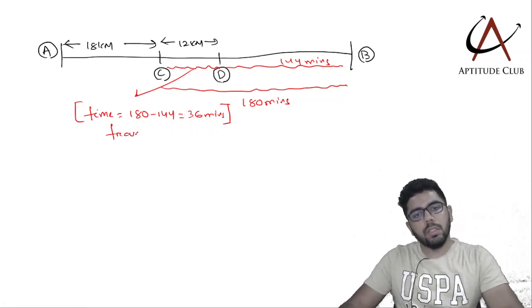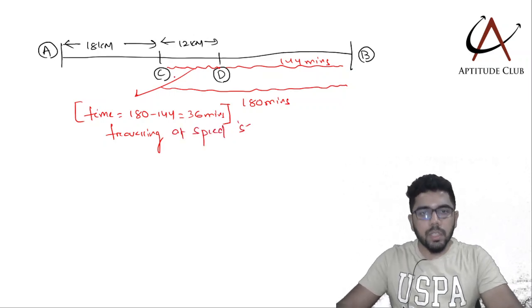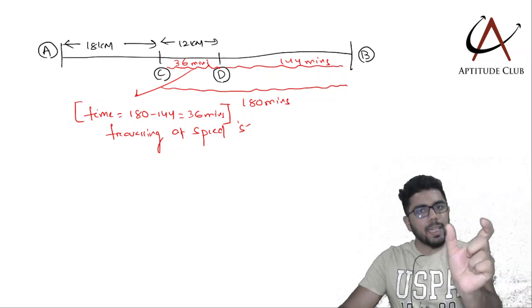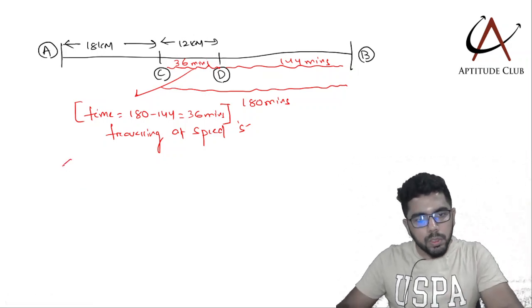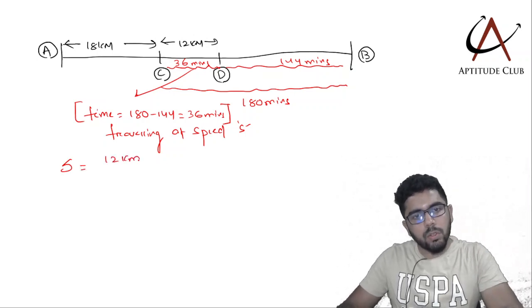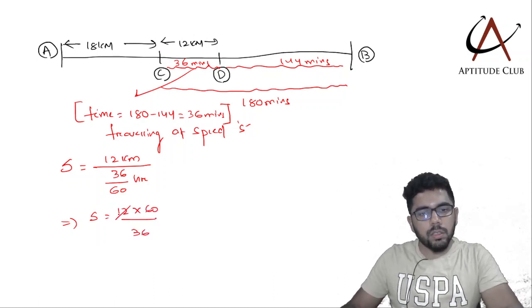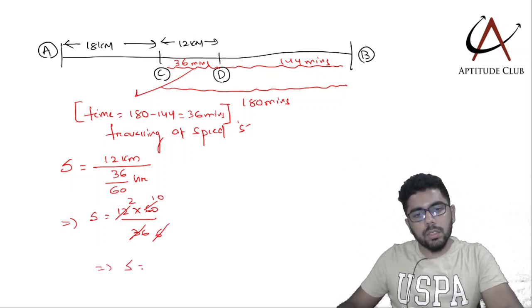Traveling at normal speed, traveling at speed S, time taken to cover the distance CD will be 36 minutes. Because this total time is 180, this is 144. So CD, that particular patch, will be 36 minutes. So what will be the normal speed S? Distance is 12 kilometers. Time is 36 minutes, which I can write as 36 by 60 hours. So S is equal to 12 into 60 divided by 36. So I get S. The normal speed of the car is 20 kilometers per hour.